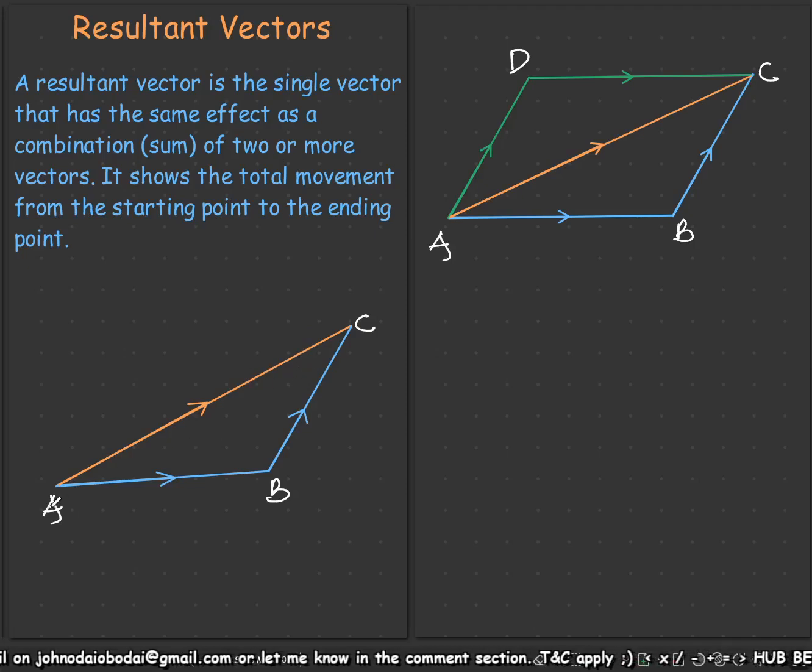So let's say this is a town A, and then I moved from town A to town B. You see, and from town B, I also moved to town C. Now, if another individual chooses to move straight from town A to C, we are still at the same destination. You see, so that is all resultant vectors is saying.